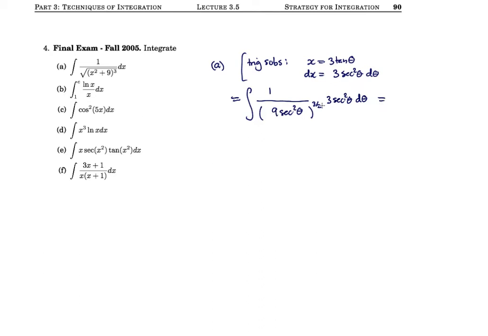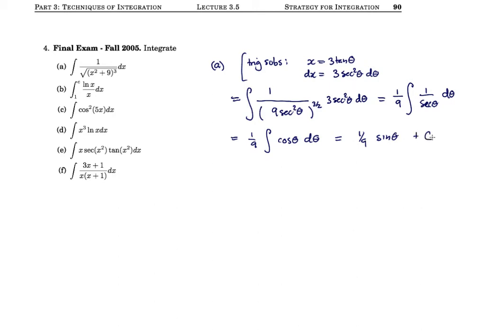And so this becomes, well, 9 to the 3 halves is square root of 9 cubed, so that's 27 in the denominator. With the 3 in the numerator, that becomes a 1 over 9. So that takes care of the constants, 9 and 3. Secant squared in the denominator, raised to the power of 3 halves, becomes secant cubed. That cancels with 2 of them in the numerator to leave us with just a secant theta in the denominator. But a 1 over secant is just a cosine. And so that anti-differentiates then to sine theta.